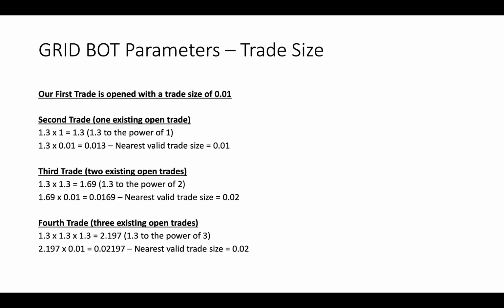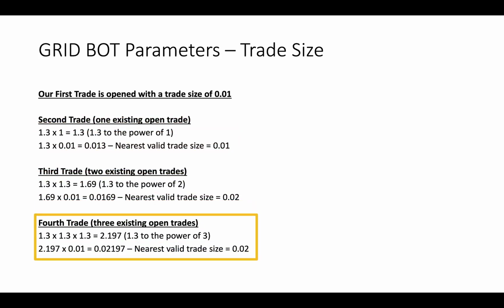So let's have a look. Our first trade is actually opened with a trade size of 0.01. And the second trade, so we've already got one existing open trade, is 1.3, which is our trade quantity exponent, to the power of 1. That's then multiplied by our first trade quantity, which gives us 0.013. So the nearest valid trade size to that is 0.01, which is why you'll see the first couple of trades are the same size. Then on screen here, I've also showed the maths for the third and fourth trade.